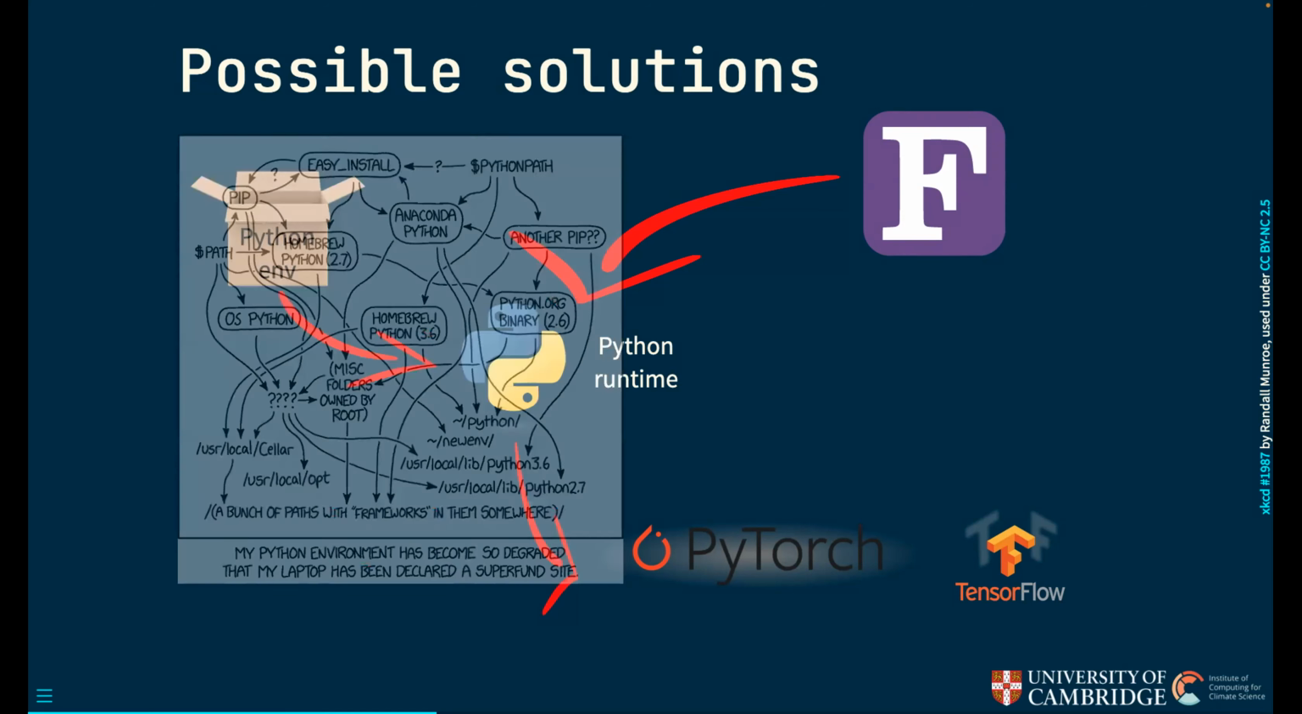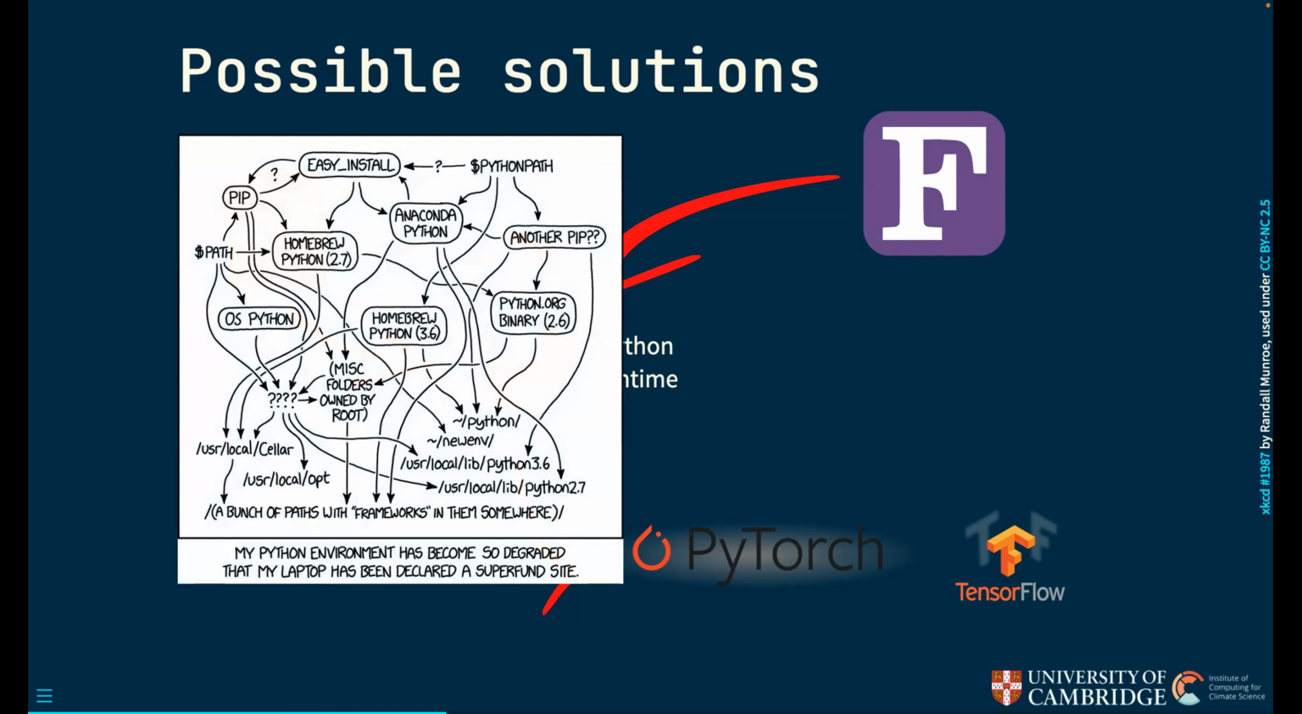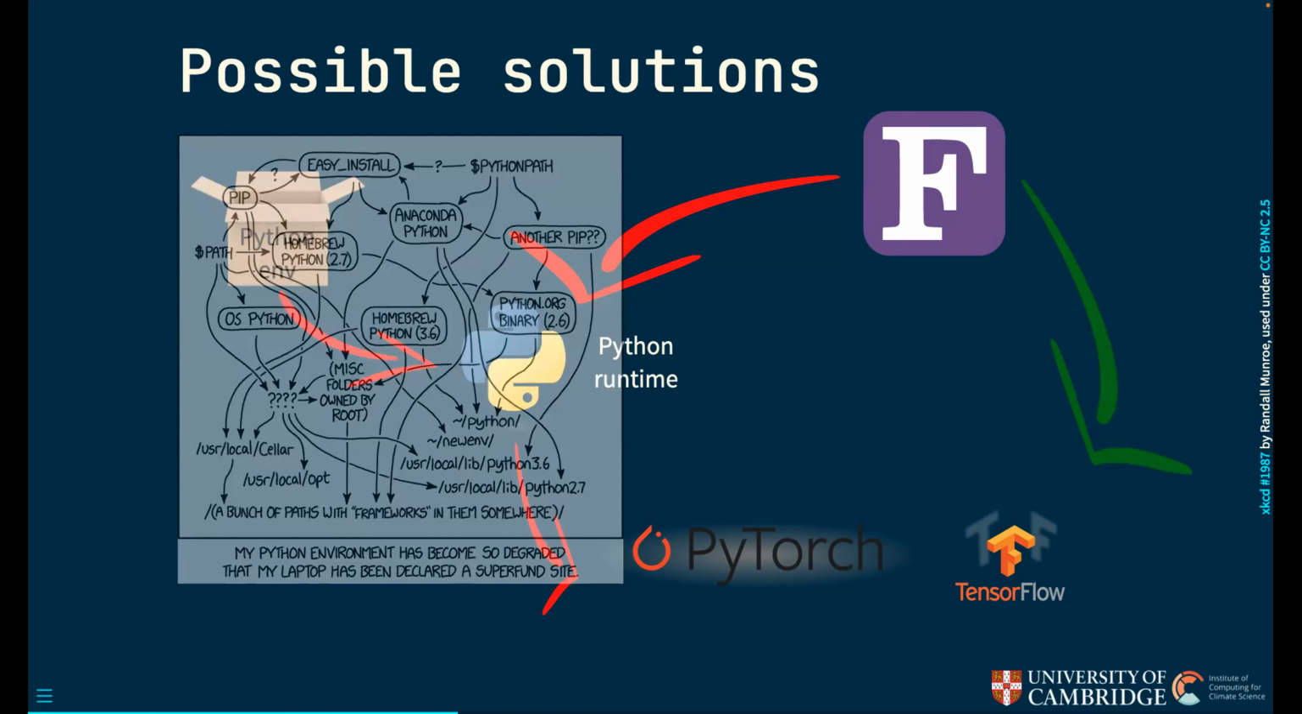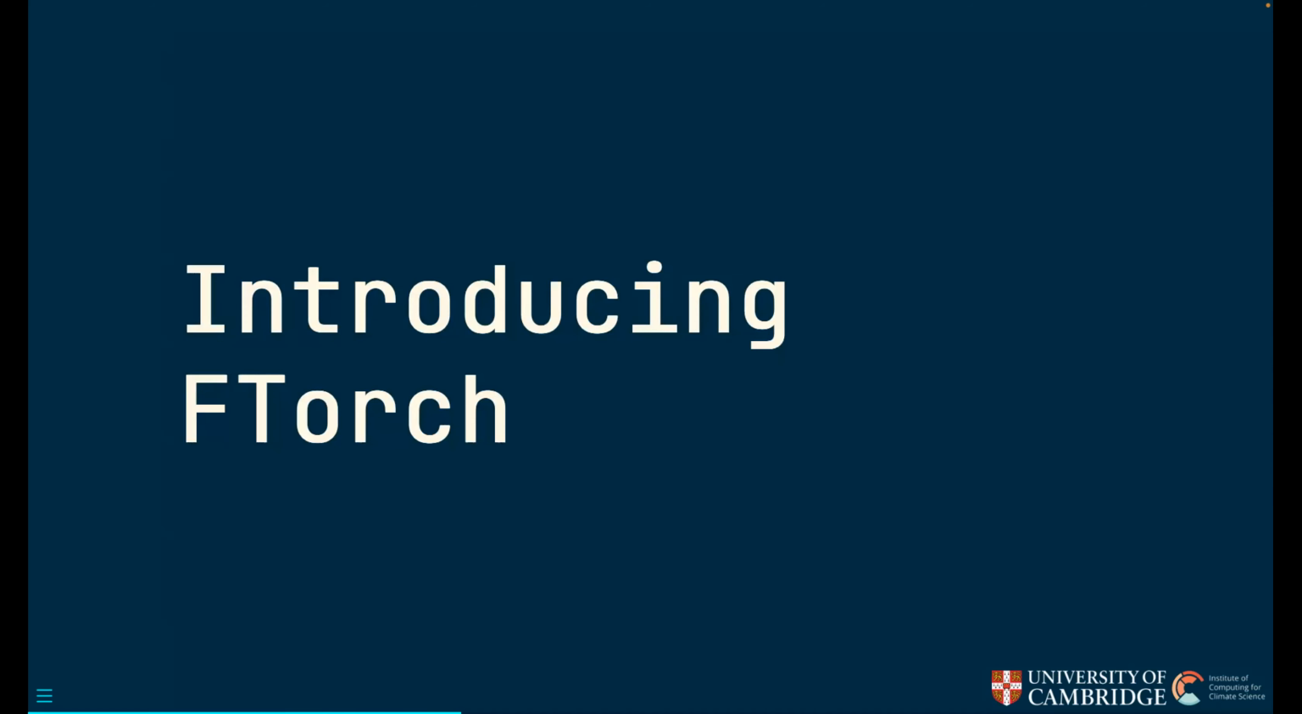I think there's an XKCD comment that sums this up quite nicely, which is that it can be very difficult to get the environments right, to link things correctly, and so it's advantageous, we feel, if you can bypass the PyTorch and go directly to the underlying frameworks. And so that's where the work we've been doing on FTorch comes in.